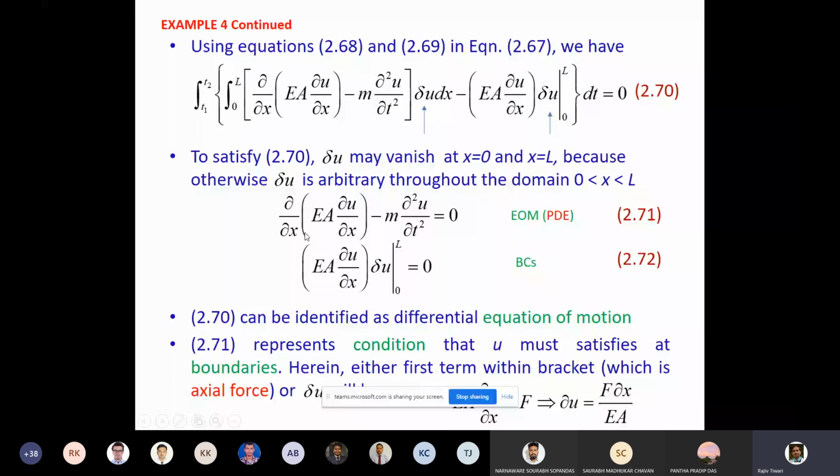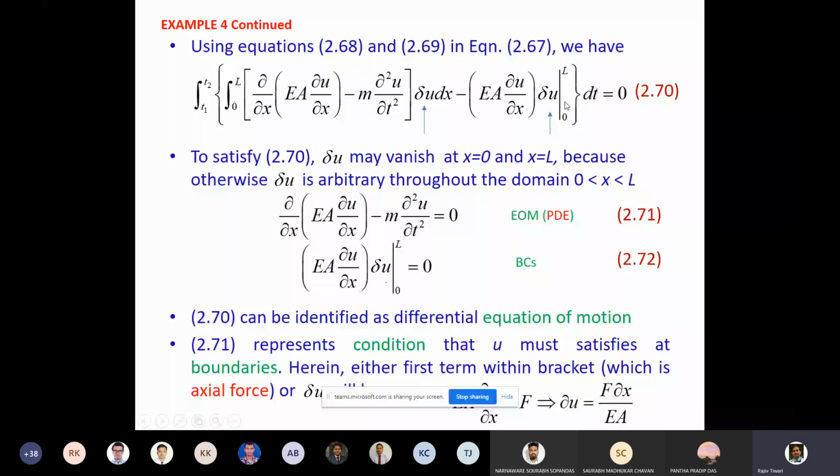So if you see, the first equation is a partial differential equation. Order of the differentiation is second, and u is function of x and t. So this equation is partial differential equation, and this is the equation of motion of the axial rod vibration. And this is the boundary condition which is coming automatically from the Lagrange formulation.